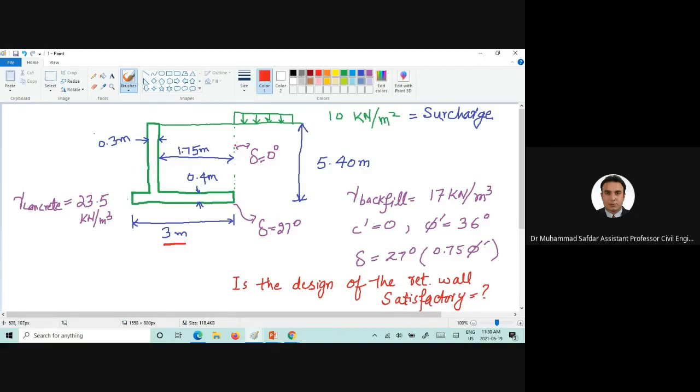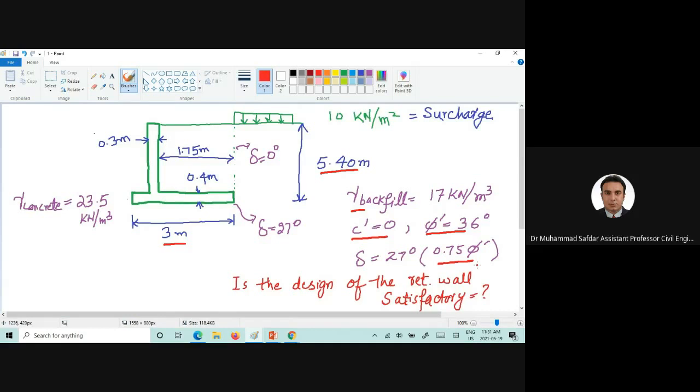Delta, or the wall friction here, is equal to 0 degrees, and delta here is 27 degrees, which is the wall friction between the base of the wall and the soil. Surcharge pressure is also applied, which is 10 kilopascal, and the height of the retaining wall is 5.4 meter. Unit weight of the backfill is 17 kilonewton per cubic meter. Shear strength parameters are also given. C prime is 0, phi prime is 36 degrees. And the wall friction is 75% of the internal friction angle. As a geotechnical engineer, we need to answer this question: is the design of the retaining wall satisfactory?